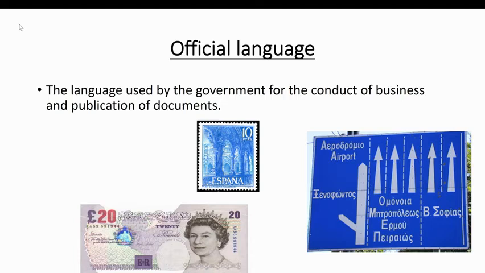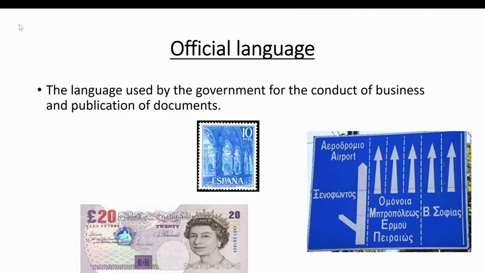All right. Official language. So this is a key term you'll need to get down. Official language is the language that is used by the government to conduct business for the publication of different documents. And so this would be like a stamp, or a dollar bill, in our case, or the British pound that you can see on there. Road signs, anything that the government is putting forth as a sign, if it has that language on it. Typically, we see that as the official language.